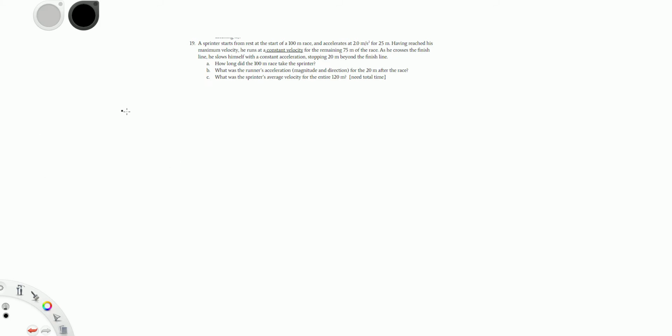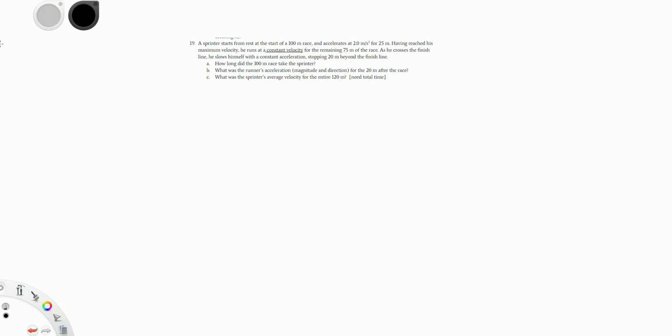All right, this one is number 19 from the review of Unit 2. So this says a sprinter starts from rest at the start of a 100-meter race and accelerates at 2 meters per second squared for 25 meters. Having reached his maximum velocity, he runs at a constant velocity for the remaining 75 meters of the race.